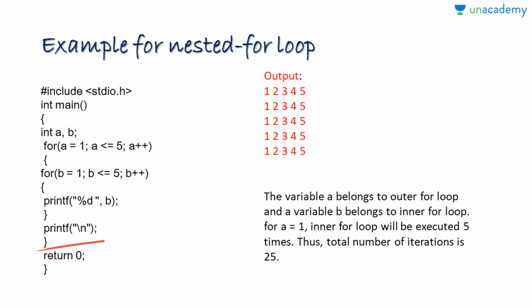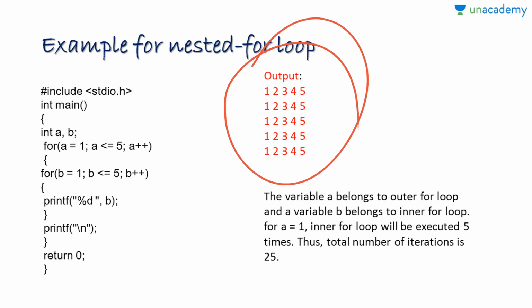Execute this \n, that is new line. Then increment a to 2. Then execute this inner for loop, that is until b is equal to 5. So 1, 2, 3, 4, 5 will be getting the output again. Then execute new line. Then a is equal to 3. So it keeps continuing. So the variable a here belongs to the outer for loop and the variable b belongs to the inner for loop. For a is equal to 1, the inner for loop will be executed 5 times. So the total number of iterations will be 25 times.